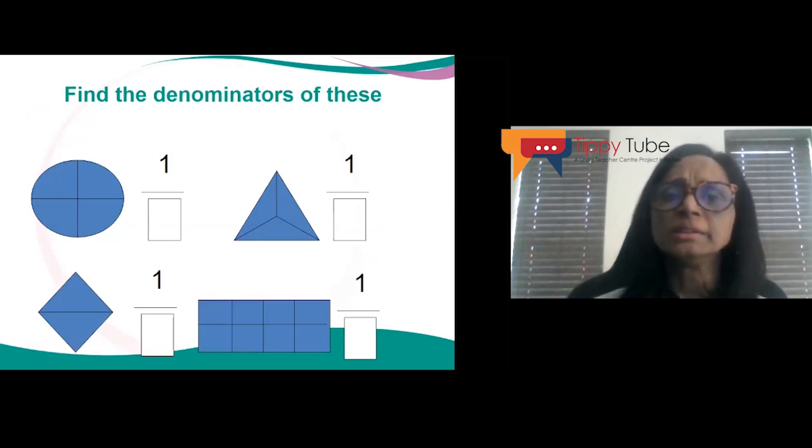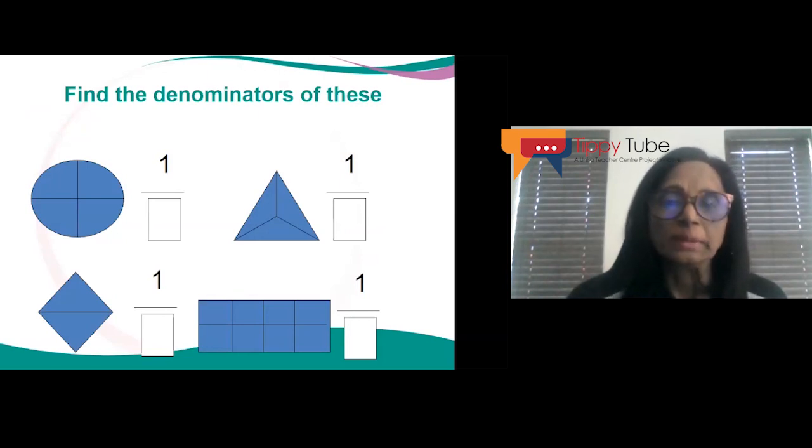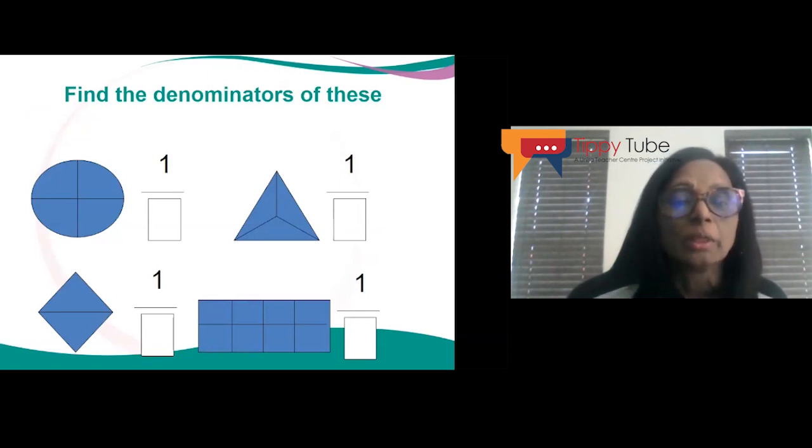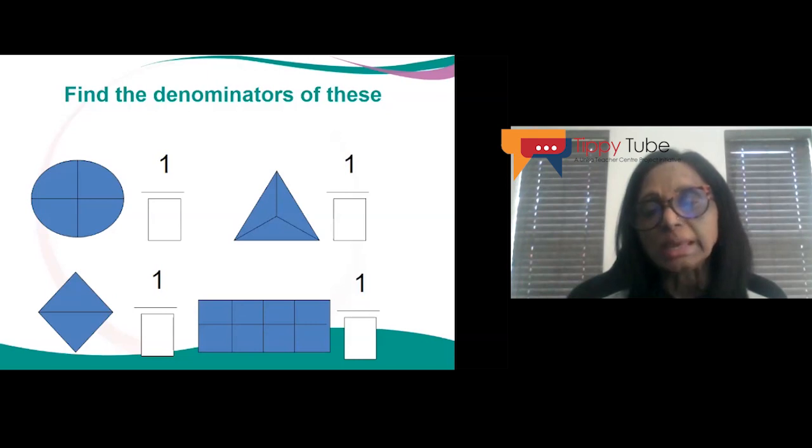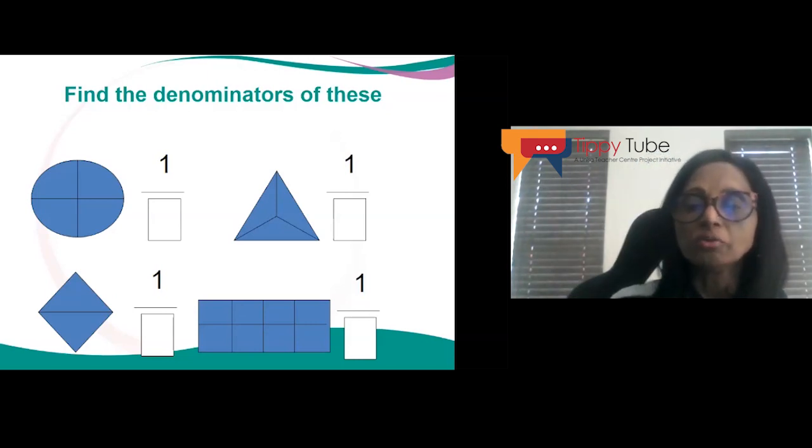Now let's find the denominators of these shapes here. The circle will be 1/4. Yes, 1/4. The triangle, yes, you guessed right, 1/3. The square, it's 1/2. Or you could say the diamond. And the rectangle, as you can see, there are 2, 4, 6, 8 parts. So it's 1/8.